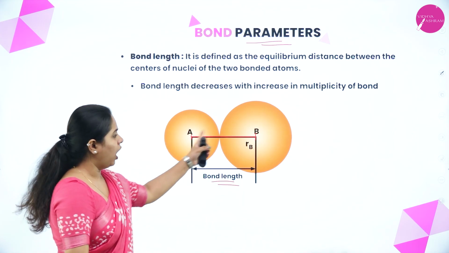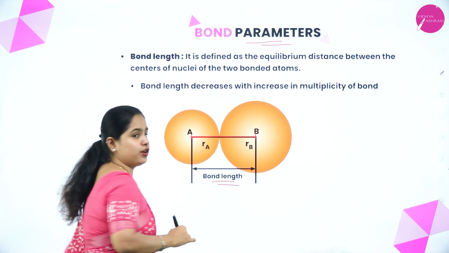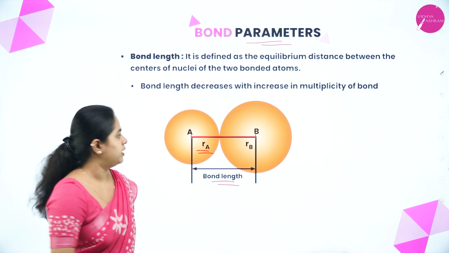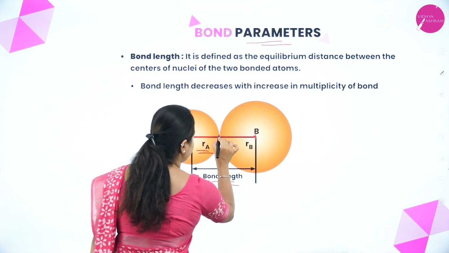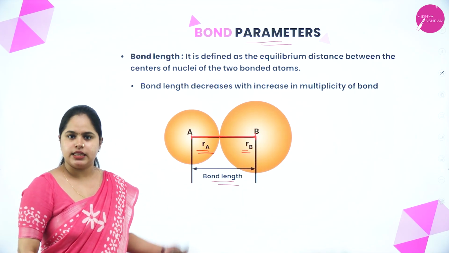Now, half of this bond length, what would you get? From here till here, that will be the radius of the A atom. And from here till here, that will be the radius of the B atom. That is clear.